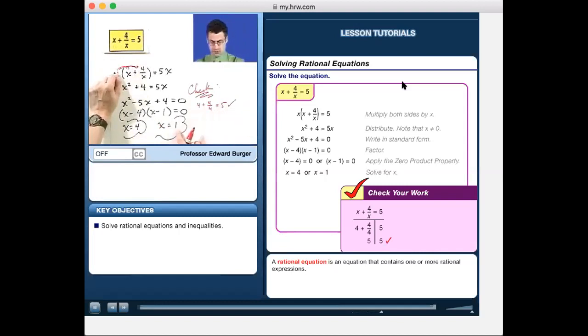What about when x equals 1? Well, then I have 1 plus 4 over 1. 4 over 1 is just 4, plus 1 is 5, and that checks. They both check. So we have two answers: x equals 4, x equals 1.